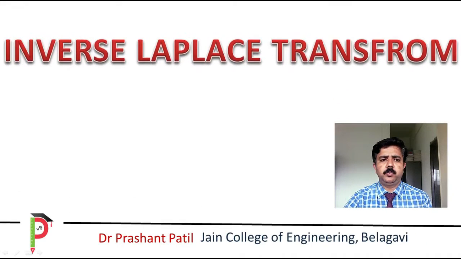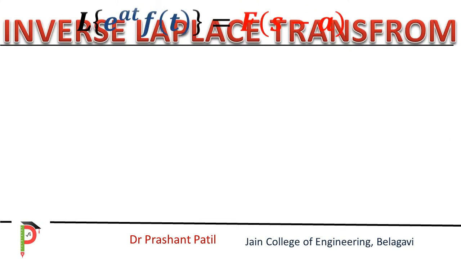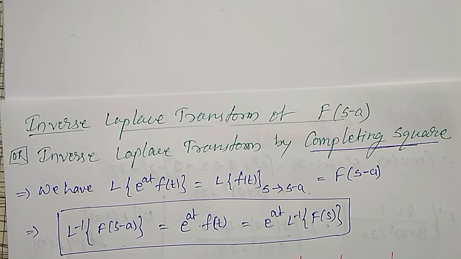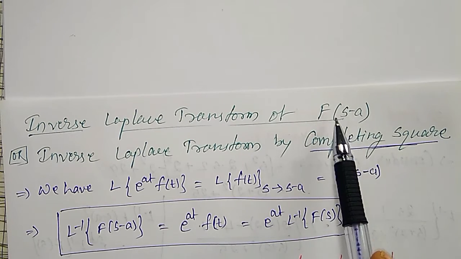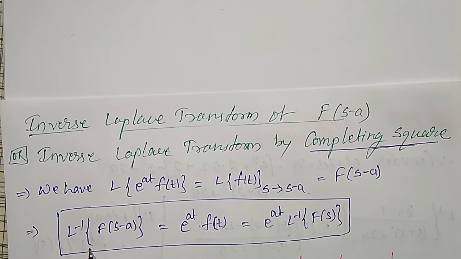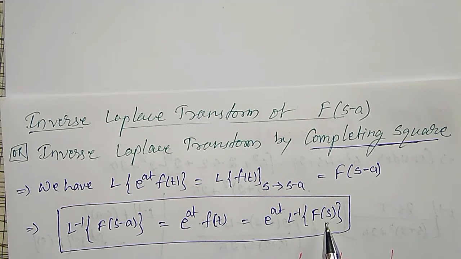In this video, we are discussing inverse Laplace transforms. Some more examples on inverse Laplace transform of the function f of s minus a type, that is by completing the square type. That property is inverse Laplace transform of f of s minus a. Wherever s is there, it should be s minus a. I can find it as e to the power at into inverse Laplace transform of f of s. That means s minus a is replaced by s and extra you have to multiply e to the power at.